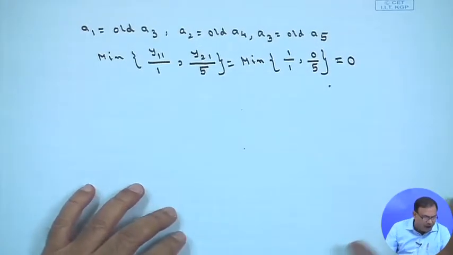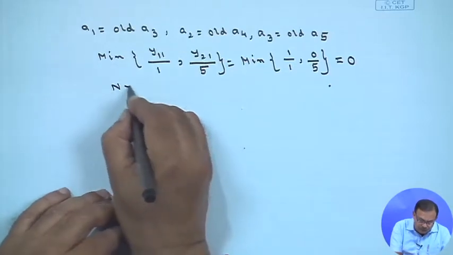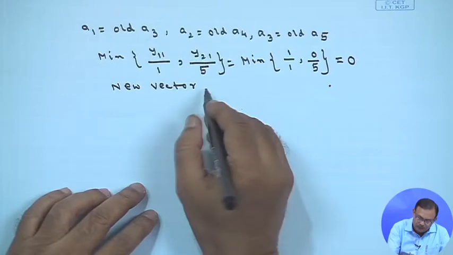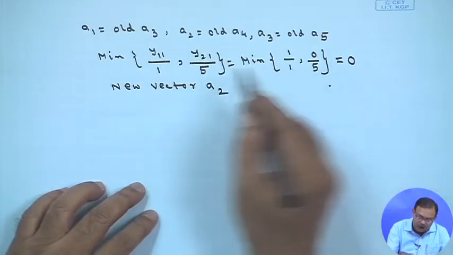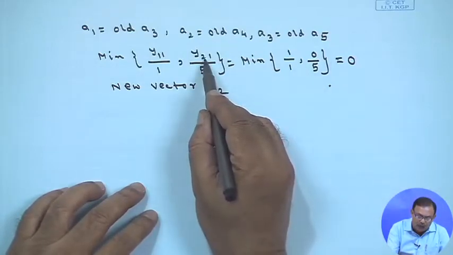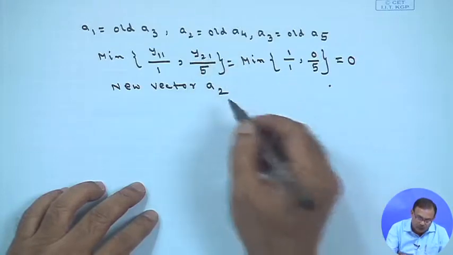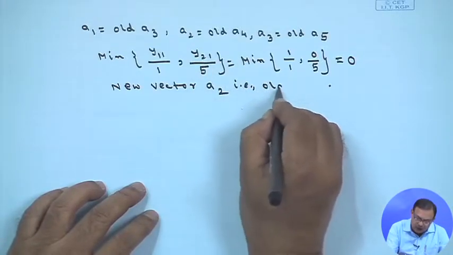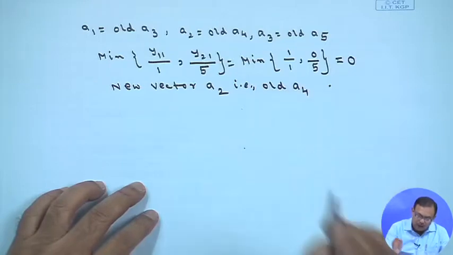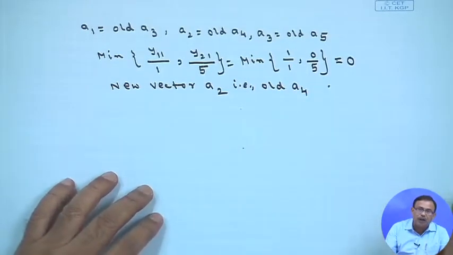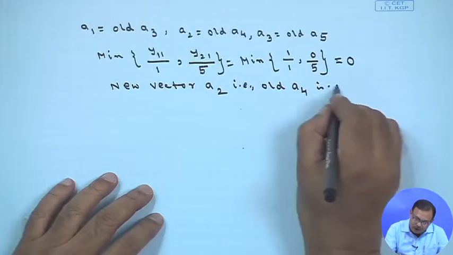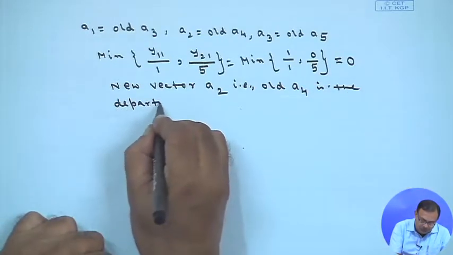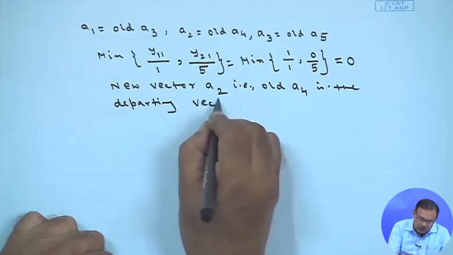Therefore, the new vector A2 occurs for y21 by this old value. So, the new vector, that is basically old A4, will be the departing vector. Old A4 is the departing vector.